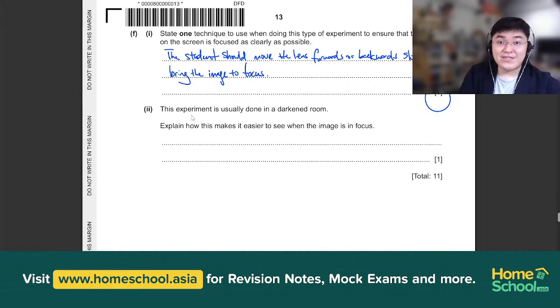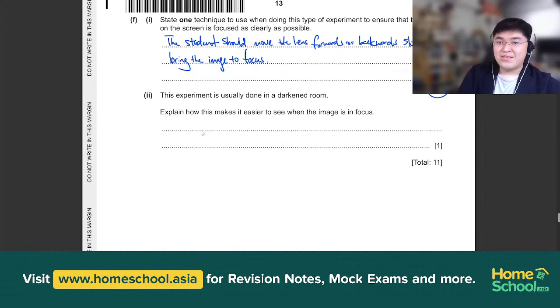Part 2, very straightforward. The experiment is usually done in a darkened room, right? A nice dark room, okay? Explain how this makes it easier to see when the image is in focus. So why do we use a dark room for this kind of experiment? Because you want to make sure the image is as sharp and contrasty as possible. Am I right to say that? So it'll be easier to focus. It'll be easier to adjust your lens properly.